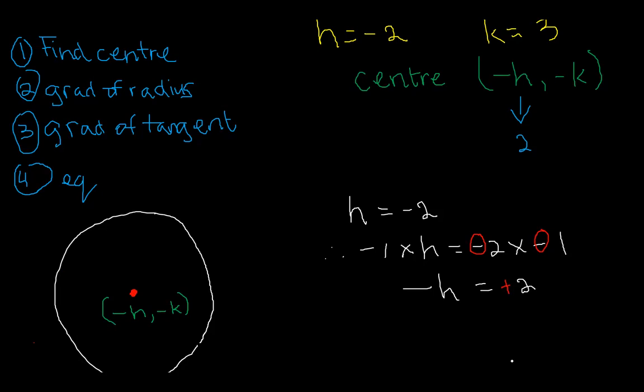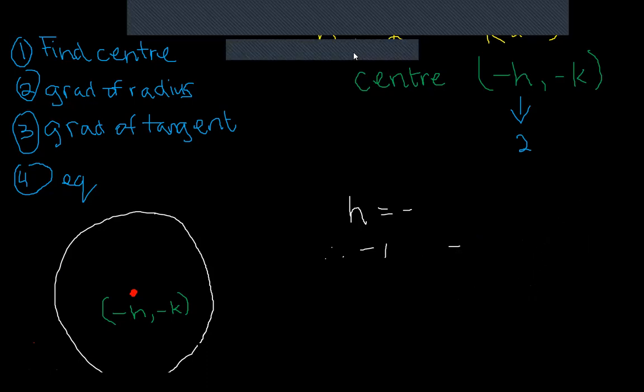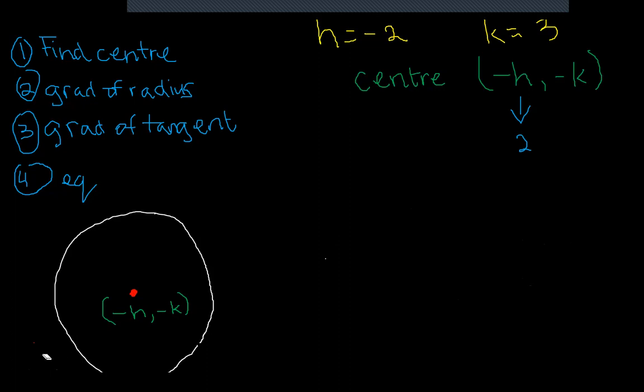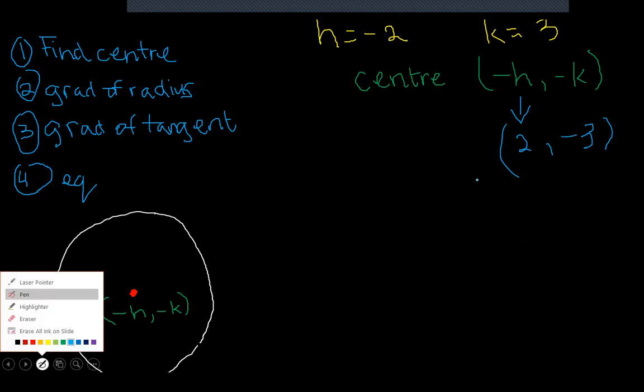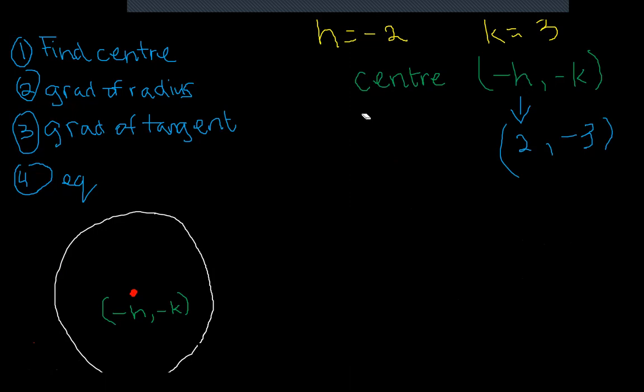Yes, miss. Okay, just making sure. So now we know that minus h is 2. If minus h is 2, can anybody tell me what minus k would be? Minus 3. Minus 3, good job. So now we know that our center is 2, minus 3. All right, so that's one step finished.